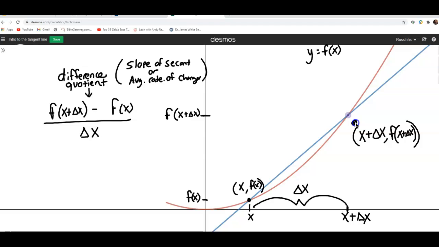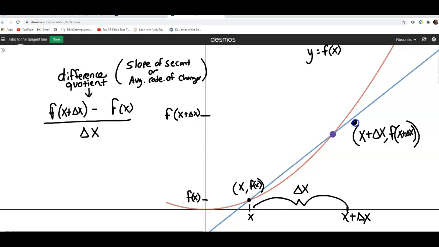Last time when we did this, we took this point here and we brought it closer and closer and closer to this point. And as you can see, the closer I get, the more that looks like a tangent line, doesn't it? And when this purple dot actually lands on top of that black dot, then it's going to be a tangent line.